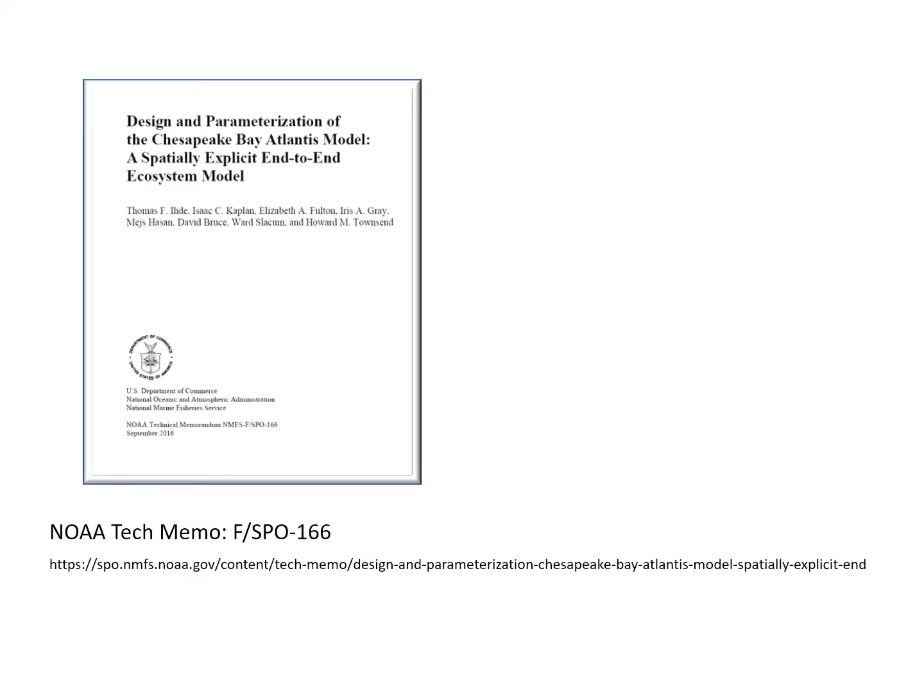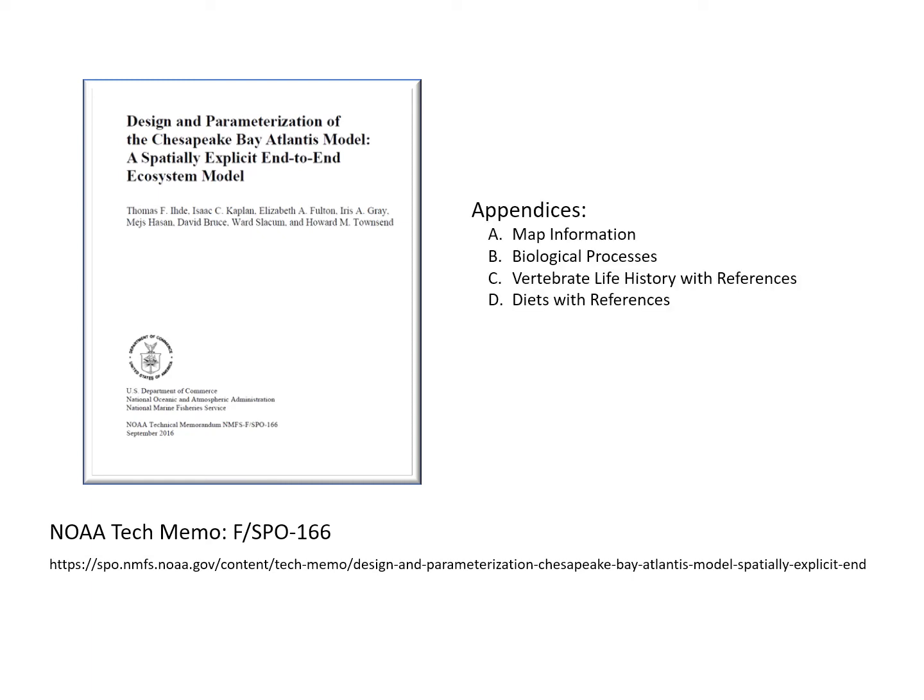All those parameterizations are easily found online in the NOAA Tech Memo that documents this model. And in that document, you'll also find a series of appendices that include the map information, the biological processes, and our rationales for parameterization, as well as 2 different sections with references that are specific to life history and diets.